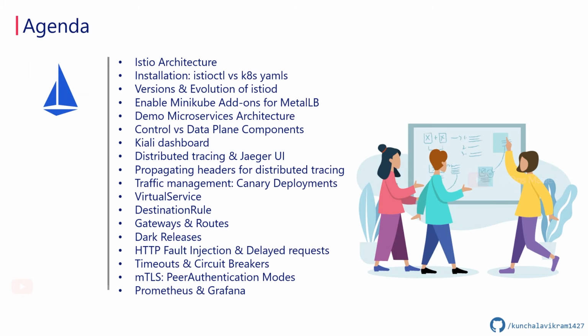Then we'll understand what distributed tracing is and how the Jaeger UI displays the complete trace of your microservices-based application, right from the first microservice to the last microservice. Then we'll see why propagating headers are needed for distributed tracing to work properly.